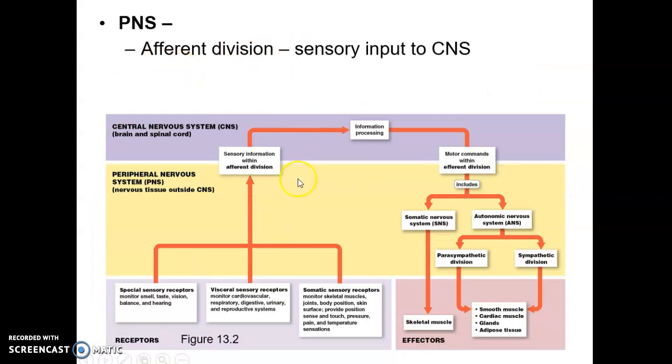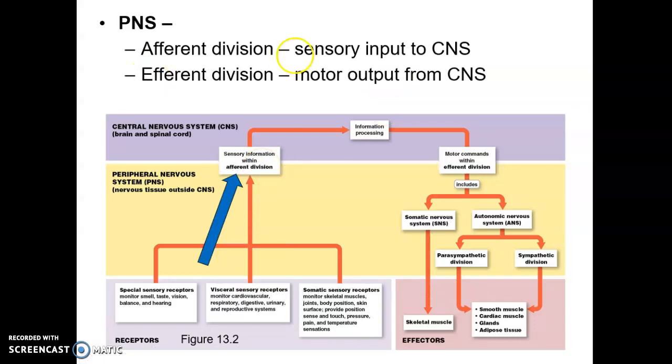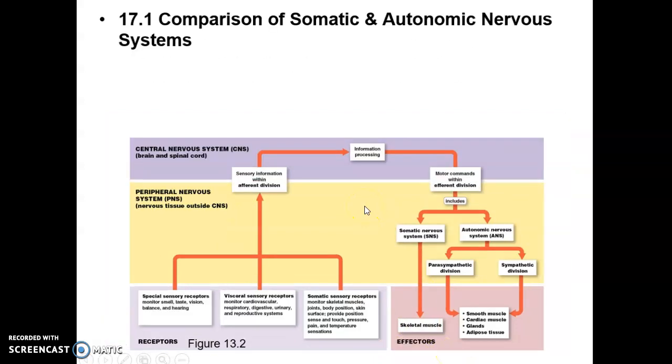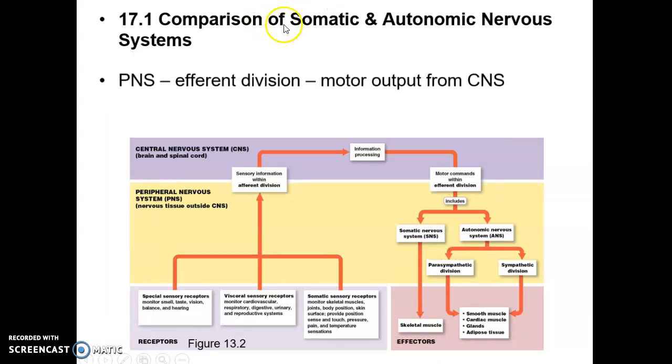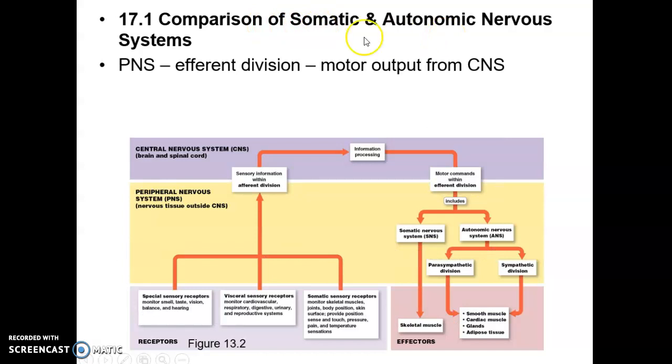So afferent division, again, sensory input into the central nervous system. Efferent division, motor output from the central nervous system to the appropriate effectors. Stuff that we've looked at already. So let's compare somatic and autonomic nervous system. Motor output from the central nervous system, that's the peripheral nervous system, efferent division.